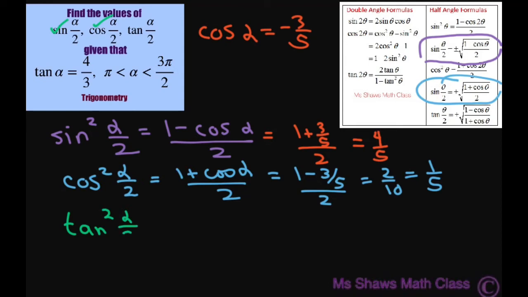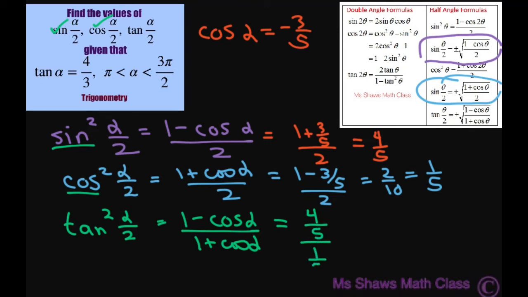And then tan squared of alpha divided by 2, that's just sine squared of alpha divided by 2 divided by cosine squared. So basically I can just write 1 minus cosine of alpha divided by 1 plus cosine of alpha, which equals 4/5 divided by 1/5. So the 5's cancel, and you get 4. So we have this one, but they're all squared. So basically all we have to do now is square root them all.